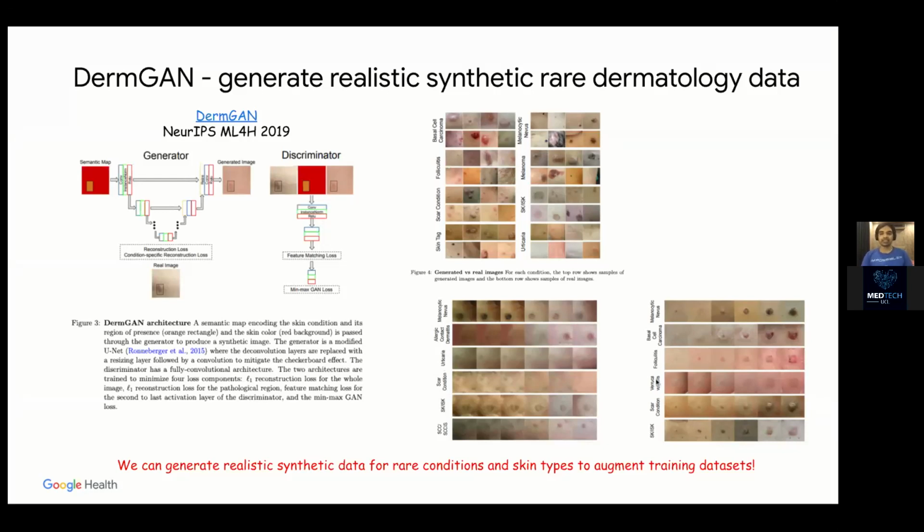And so this is very promising for us, because if we're able to do this, then we might be able to generate more diverse data for some of our rare skin conditions and skin types, and augment the training data sets that we have access to, and in turn train better models which can perform better for some of these rare subgroups.